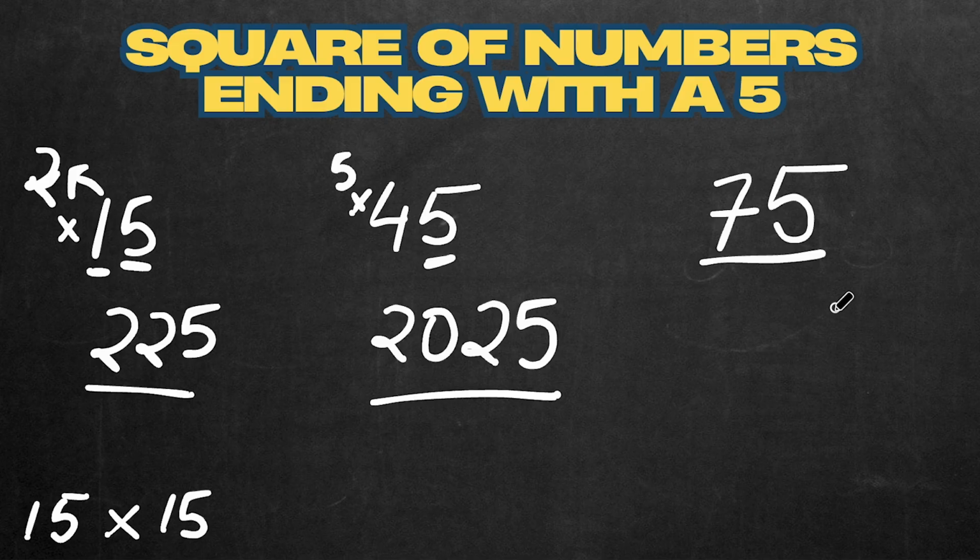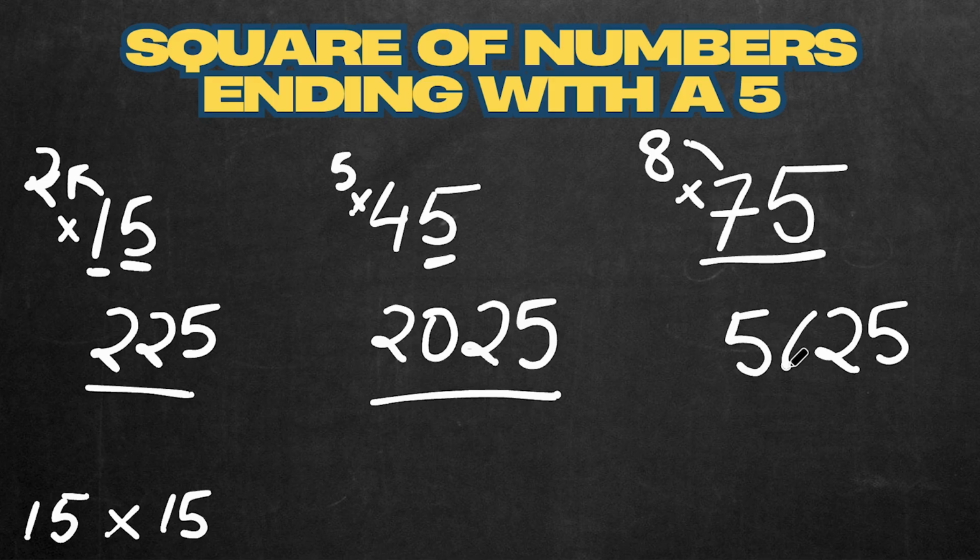Okay, so I'm sure you got the answer, but let's try it together. The square of 5 will be 25. The next number after 7 is an 8, and 8 times 7 is 56. So that's the answer. Easy, right?